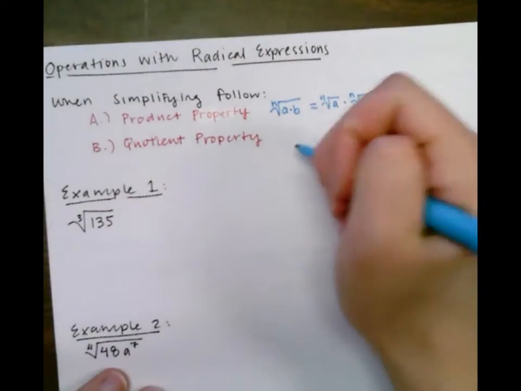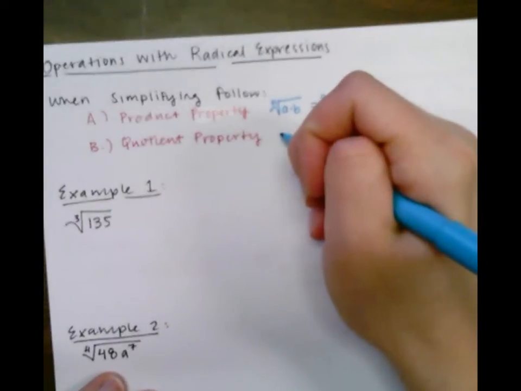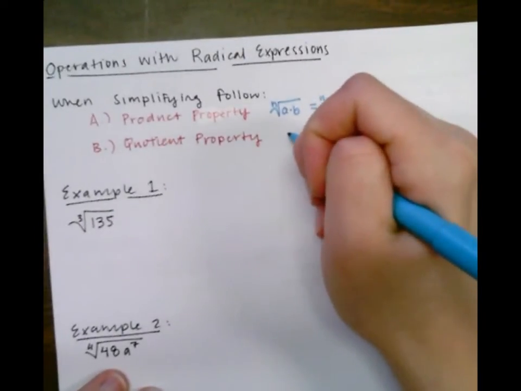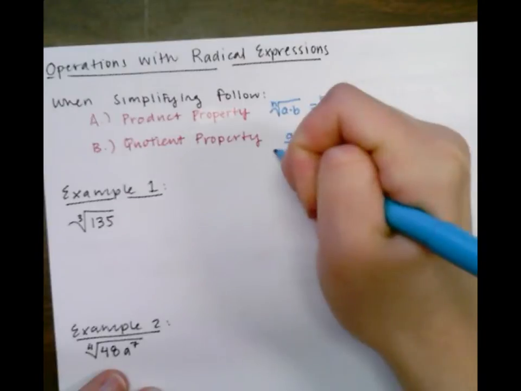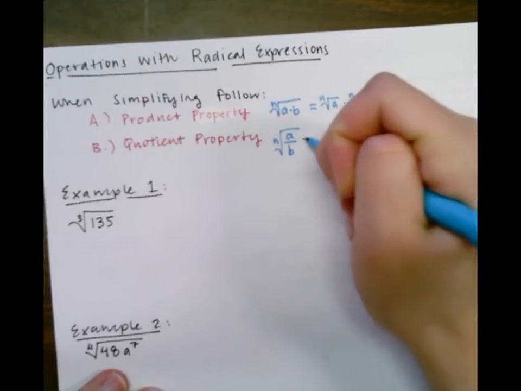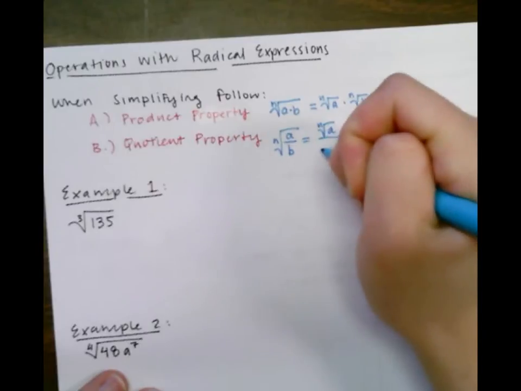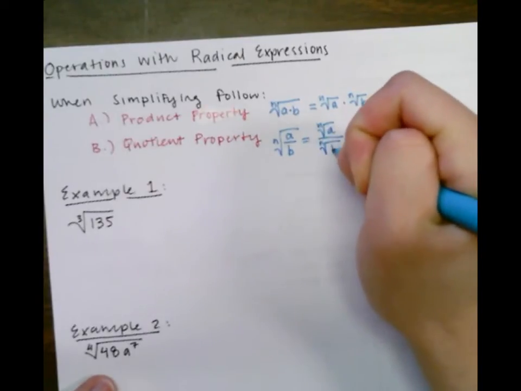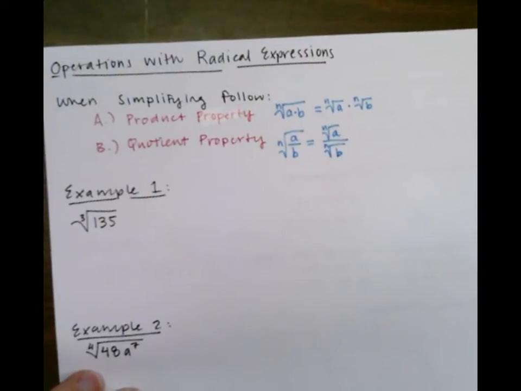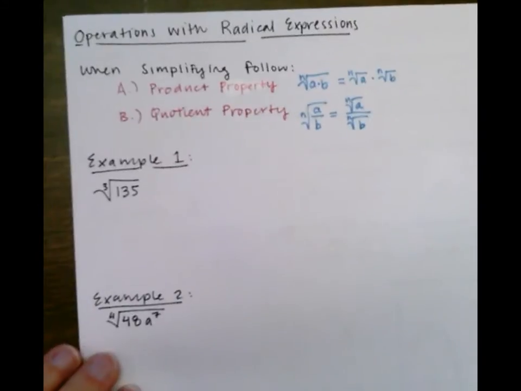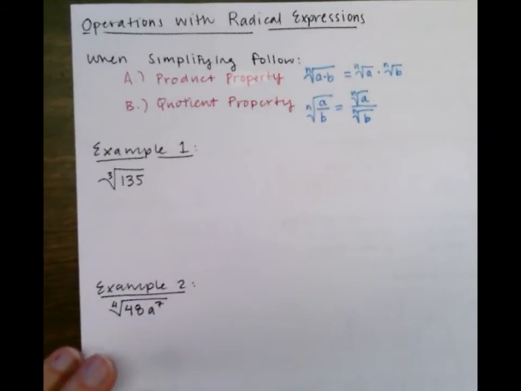radical expressions. The second rule is the quotient rule. Quotient means division, right? So if you have the nth root of a divided by b, that is equivalent to the nth root of a divided by the nth root of b. We're going to be using both of those rules to help us when we're simplifying. So for all of these first examples, we're going to be trying to simplify the radical expressions.